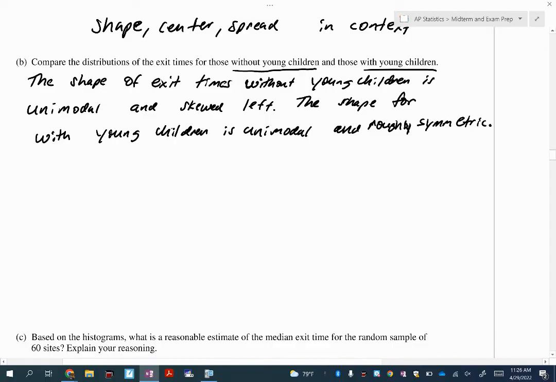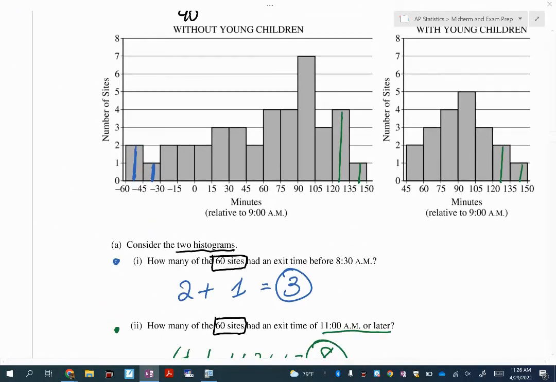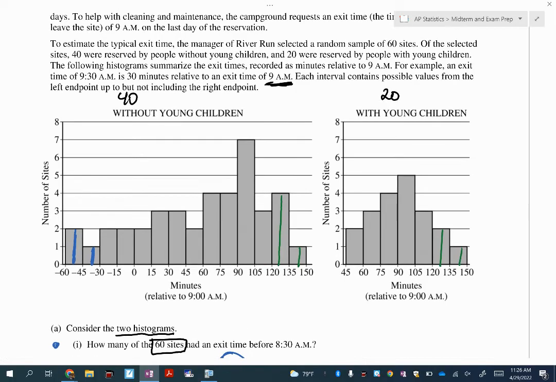Okay, so that takes care of the shape. The next thing I'm going to do is the center. And you know me, I like to do the median, and I can calculate both of these medians separately. So remember, this one without young children had 40. Divide that by 2, and you get the 20th and the 21st data value. So the average between those two, let's see.